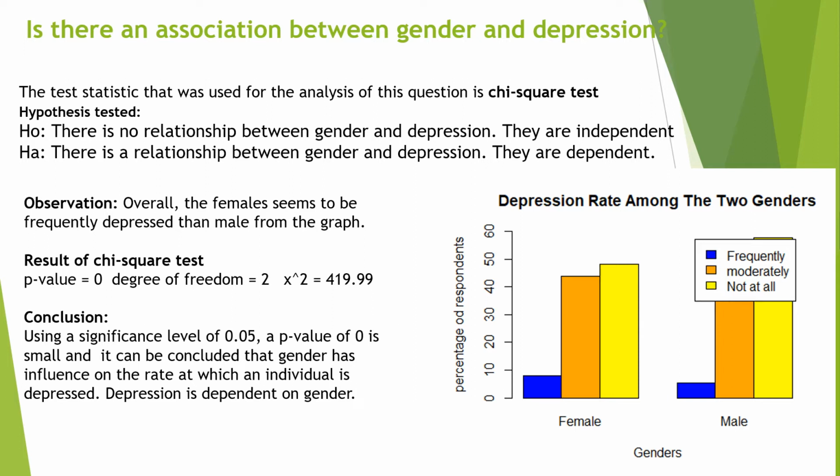Looking at the bivariate graph, it is suggesting that the female is depressed more than the male. Now the p-value supports our claim from the graph, and the conclusion we made is that indeed females are more depressed than males in a year.